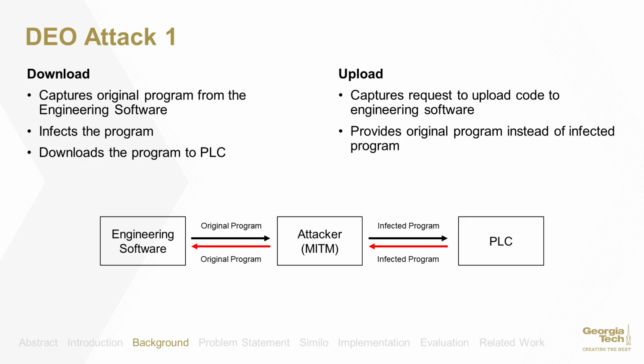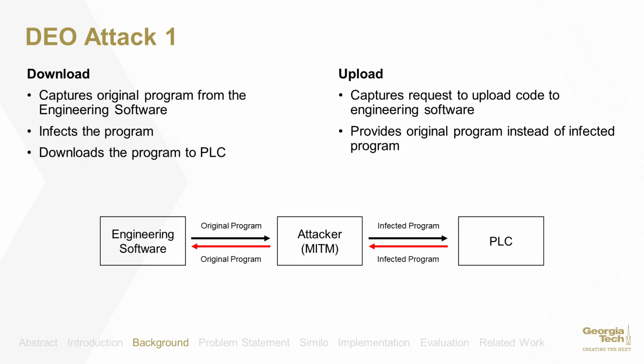Now that we have a better understanding of control logic and the transfer process between the engineering software and the PLC, let's discuss the denial of engineering operation attacks. In DEO Attack 1, when an engineer attempts to download the control logic, an attacker will utilize a man-in-the-middle attack to capture the binary control logic, infect it, and then send it to the targeted PLC. This program could be infected by altering parameters such as motor speed set points, PID constants, preset times, or any other system parameter that the attacker deems appropriate.